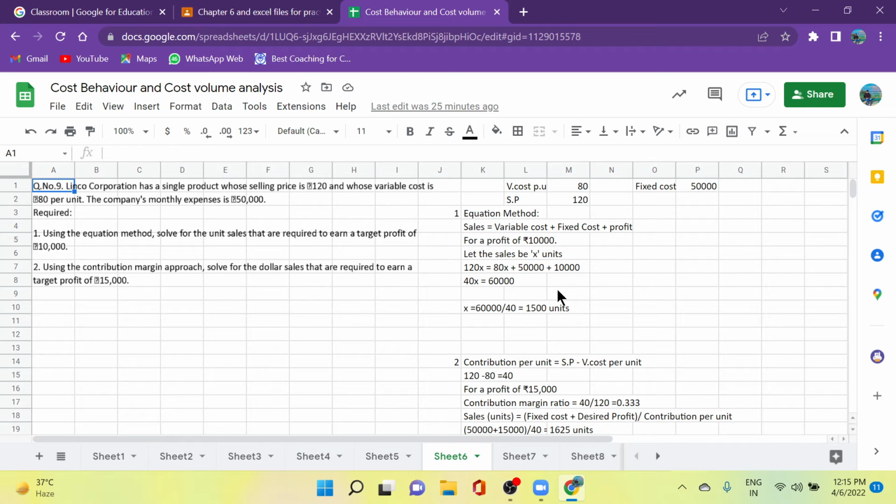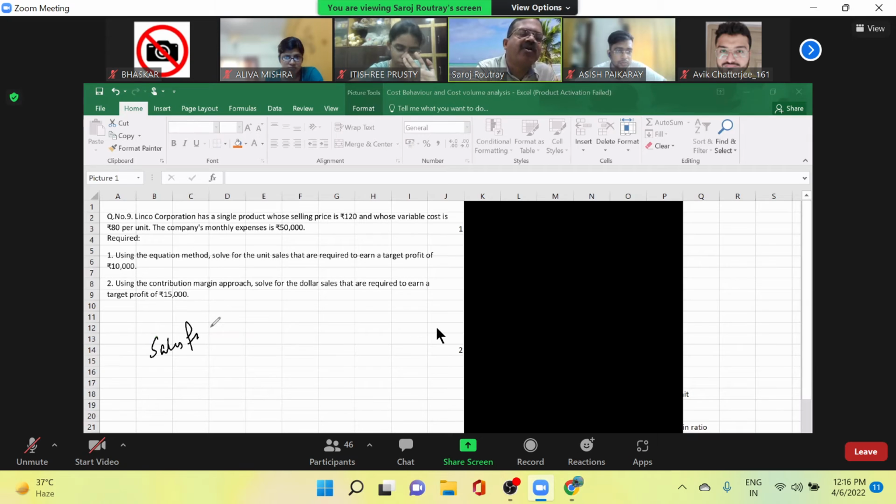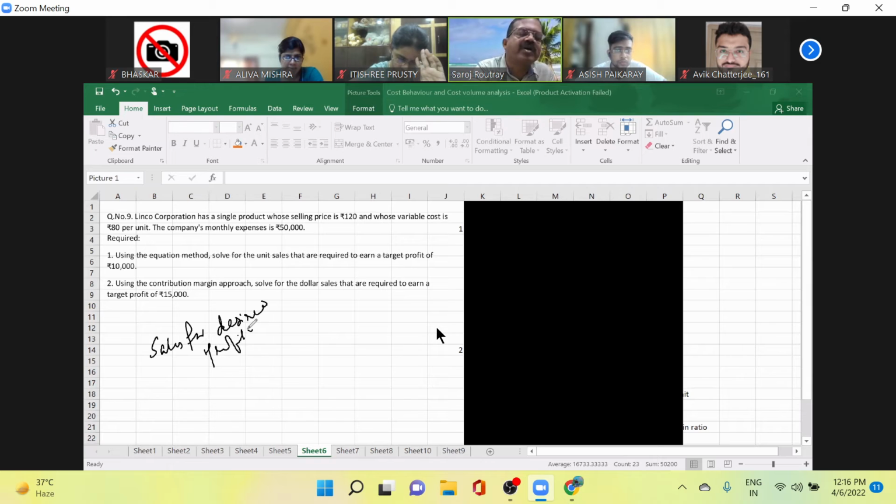Using the contribution margin approach, solve the dollar sales. So using that contribution margin approach, find it out. If you want to find out using contribution margin approach, your formula will be like this: sales or desired profit is equal to fixed cost plus desired profit divided by contribution margin ratio.